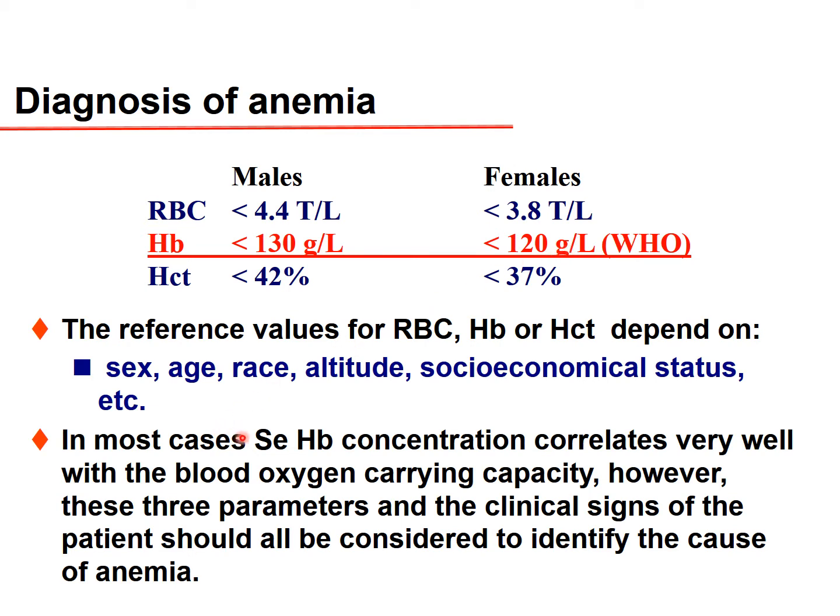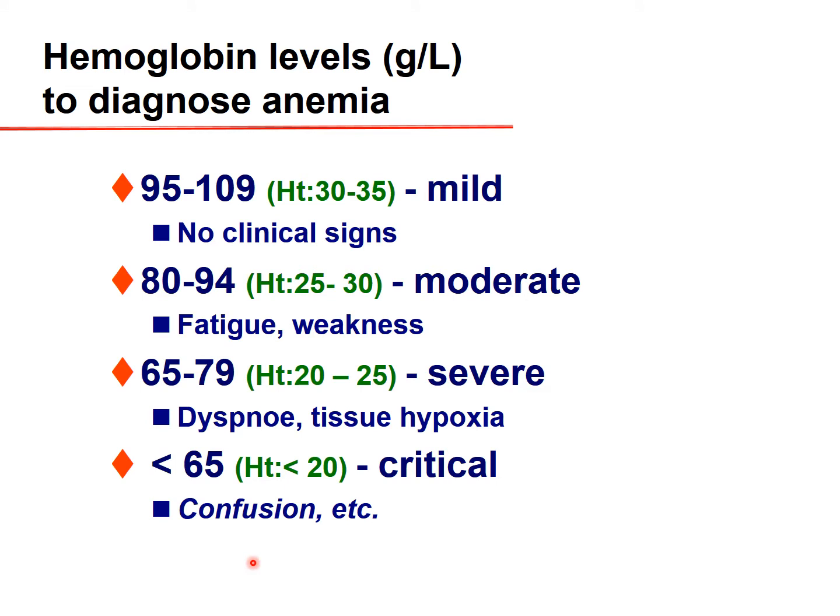Now, in most cases, the hemoglobin concentration correlates very well with the oxygen carrying capacity, and with these clinical signs a patient should be considered, and the causes of the anemia identified. This is what I mentioned before. So you should not be satisfied to diagnose anemia. Now let's see what kind of anemia diagnosis can be made based on the hemoglobin concentration.